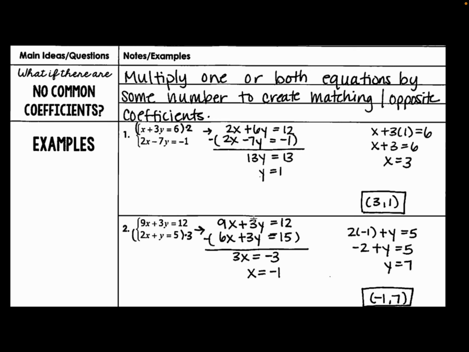Now that we have common coefficients here, these are both 3's, we can subtract these equations in order to eliminate the y. So 9 minus 6 gives us a 3. 3 minus 3 is 0, so it goes away, it eliminates. And 12 minus 15 is negative 3. We divide both sides by 3 to get x equals negative 1.